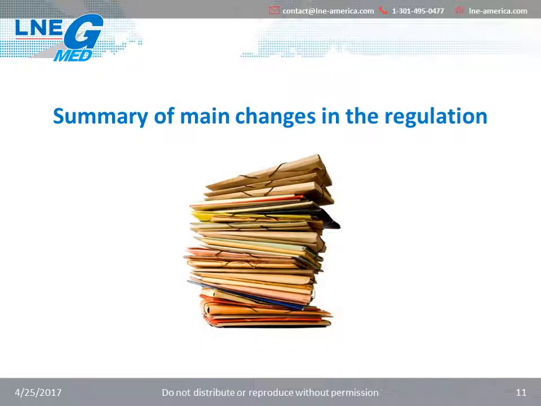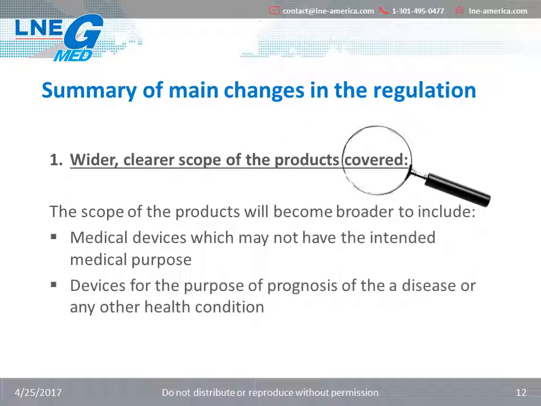Let us all go through the summary of the main changes in the regulation so we can identify what these changes are. So the first one, having wider, clearer scope of the products covered. What does that mean? The scope of the products will become broader to include medical devices which may not have the intended medical purpose, or include devices for the purpose of prognosis of the disease or any other health condition.